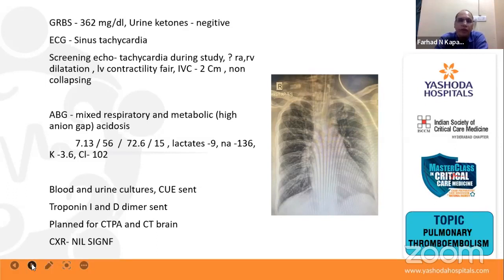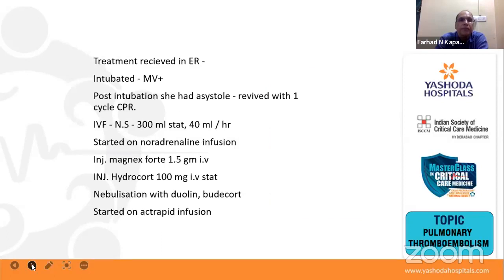She was intubated and mechanically ventilated. Post-intubation, she had asystole, revived with 1 cycle of CPR, and she received IV fluids of normal saline 300 ml stat followed by 40 ml per hour. Started a noradrenaline infusion, and injection Magnex 1.5 gram IV stat and injection hydrocort 100 mg IV stat were given. Nebulization with Duolin and Budicort were given and an Actrapid infusion was started. Okay. Now, what's our differential diagnosis till this point?